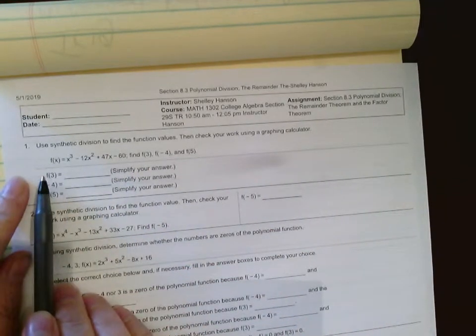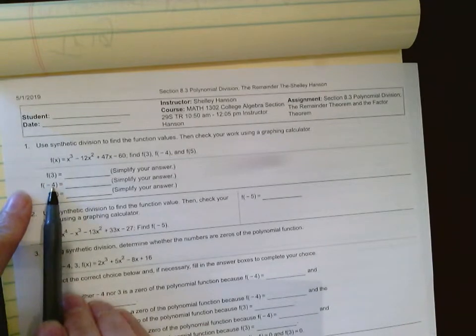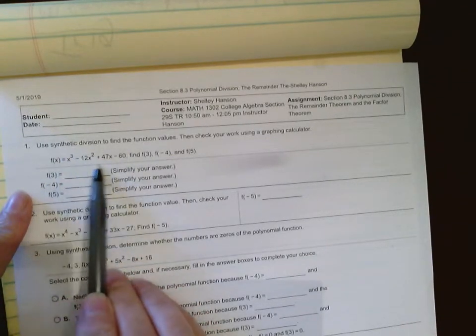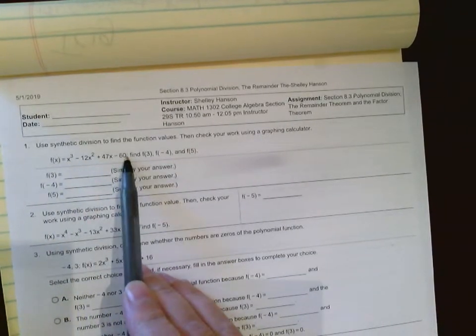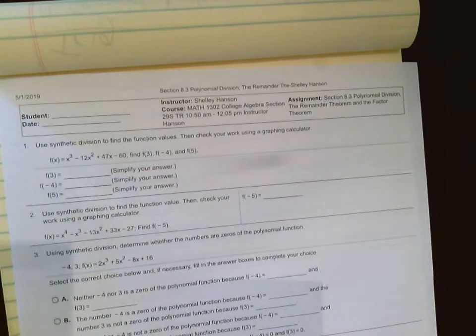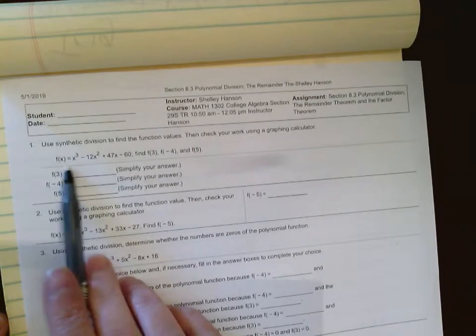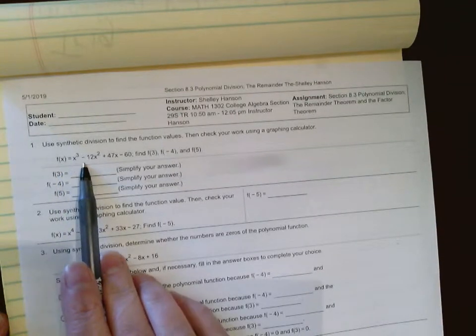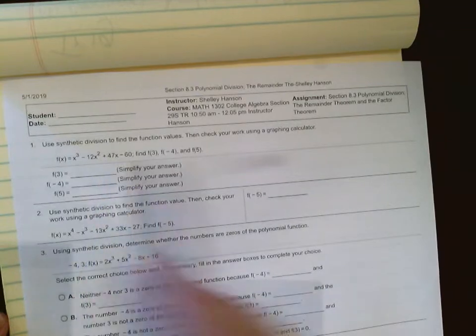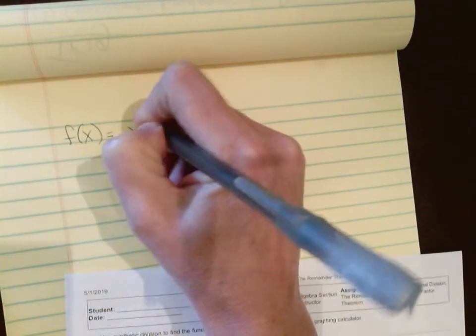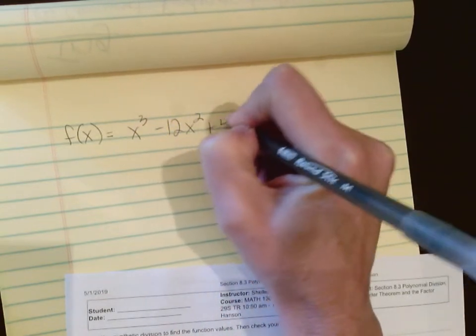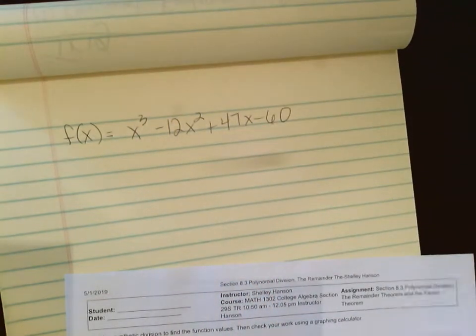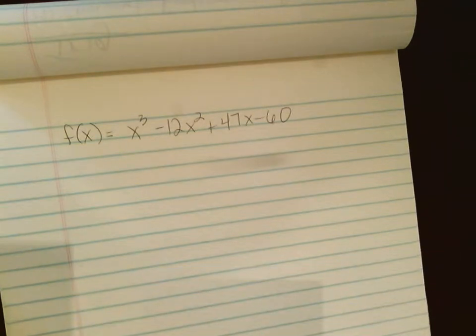So the three things that we're going to find, this is to find out if these numbers are zeros or solutions to this function here, which means if I plug them in, will they give me a 0? So we're going to use synthetic division to find this out. You'll notice the function is f of x equals x cubed minus 12x squared plus 47x minus 60. And it wants me to first of all find f of 3.